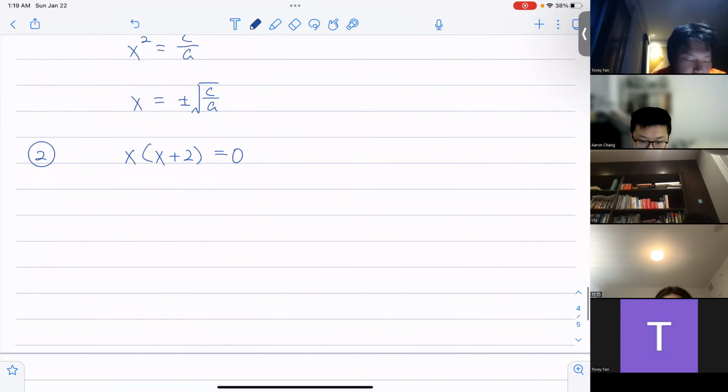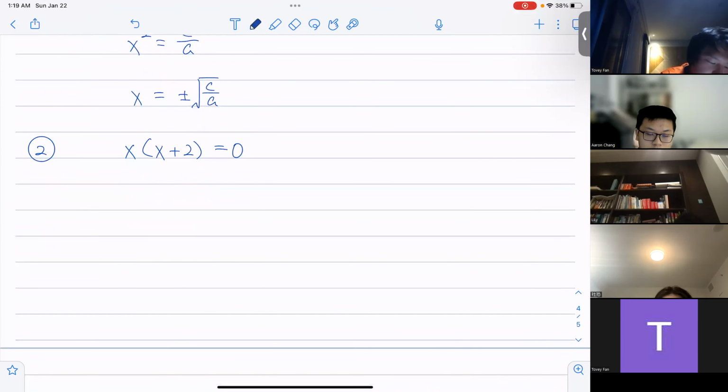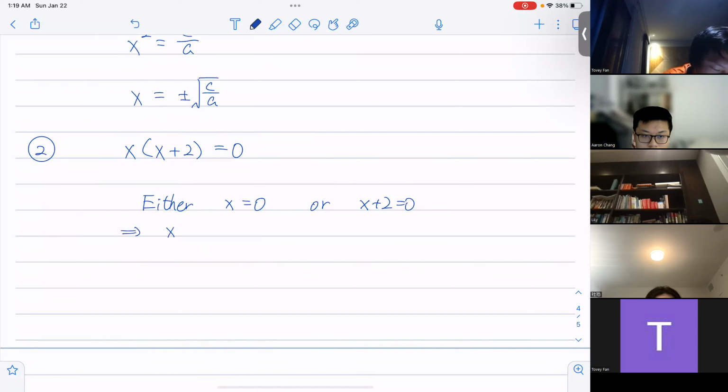So when you have this kind of form, very easy. Either the first one or the second one, okay? So either x is 0 or x plus 2 is 0. So that means you have x equals 0 and negative 2. Any question?